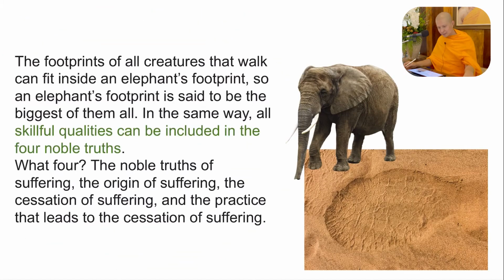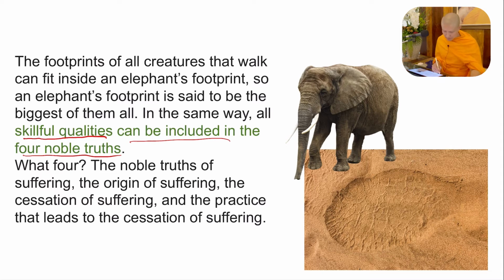And this one also is in the handout. The footprint of all creatures that walk can fit inside the elephant's footprint, and the elephant's footprint is said to be the biggest of them all. In the same way, all the skillful qualities can be included in the Four Noble Truths. This can also be translated in several meanings. The skillful quality, what does it mean?